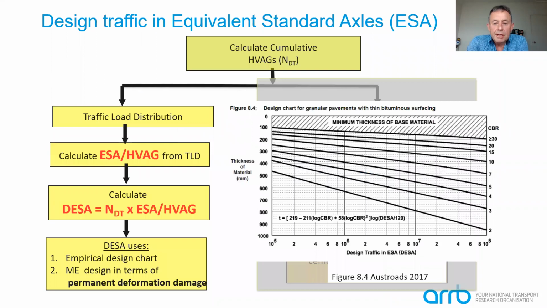And that approach is commonly used for granular pavements, where we use the empirical design chart shown on the right-hand side there. And we'll discuss that chart next week. But the units of ESA shown on the horizontal axis have been used for 50 years in Australia. So this is an old chart that I'll explain the origins of next week. ESAs are also used in the mechanistic empirical design method to look at permanent deformation. And I'll give you some further details of that later.